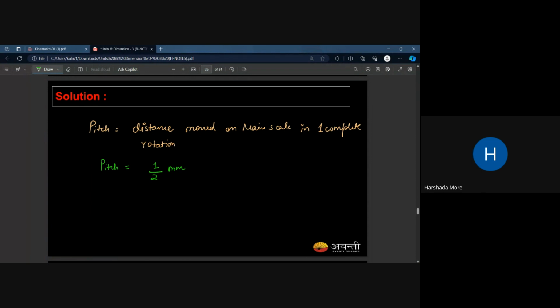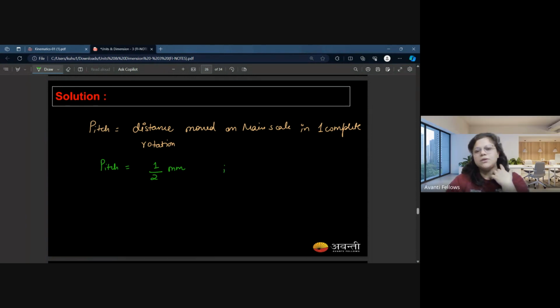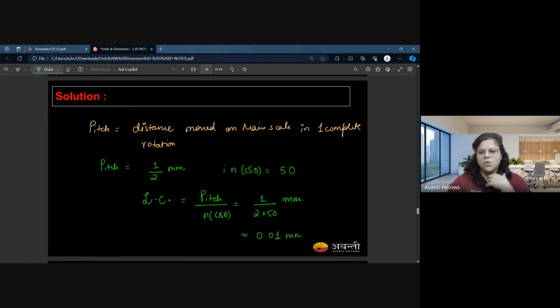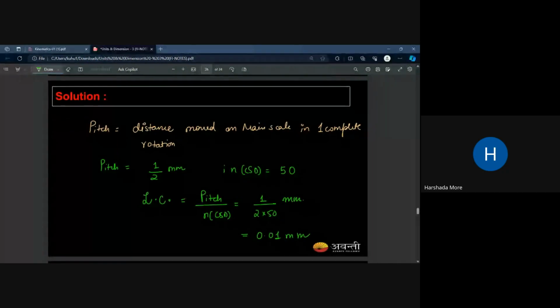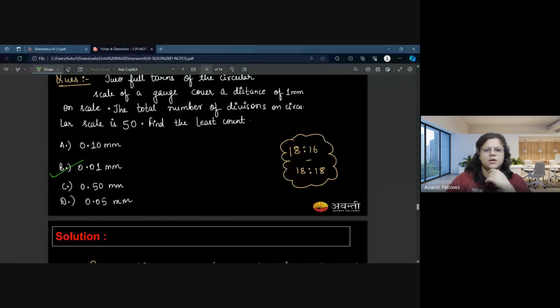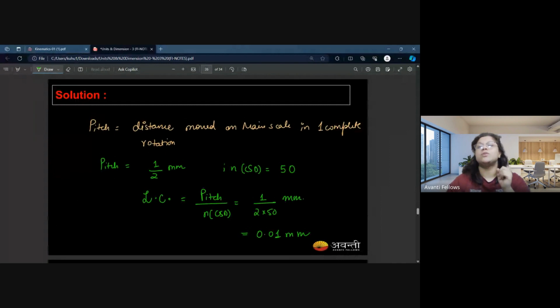Yes, ma'am. Number of circular scale divisions which are given to you are 50. And if I want to calculate the least count, it is pitch by number of circular scale divisions, which means (1/2) divided by 50 millimeters. So it would be 0.01 millimeter, which is your option B. So only 2 people voted for the right option.